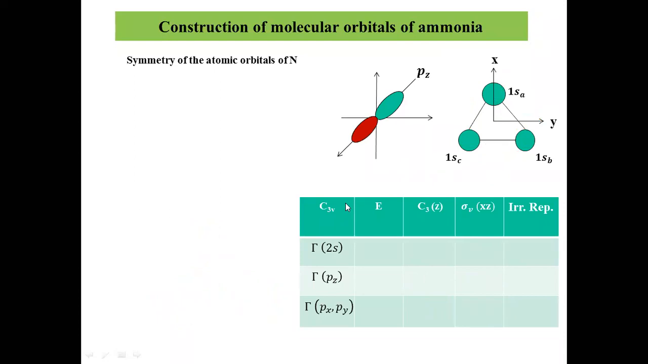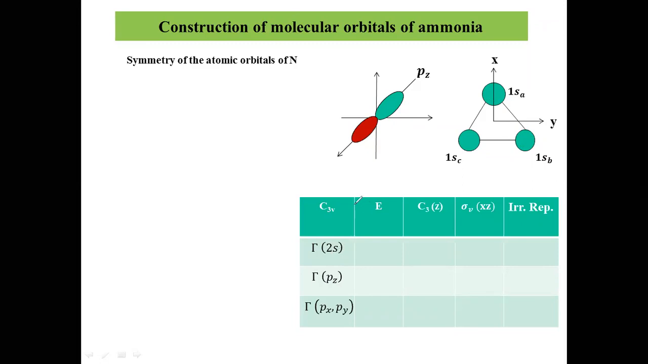Now nitrogen atomic orbitals, we have valence orbitals only, of course we are going to consider. So the valence orbitals are going to be 2s, 2pz, and 2px and 2py. These px and py are doubly degenerate, so they change simultaneously, so that's why we have grouped them together. Okay, now if we go one by one, let's go for 2s.